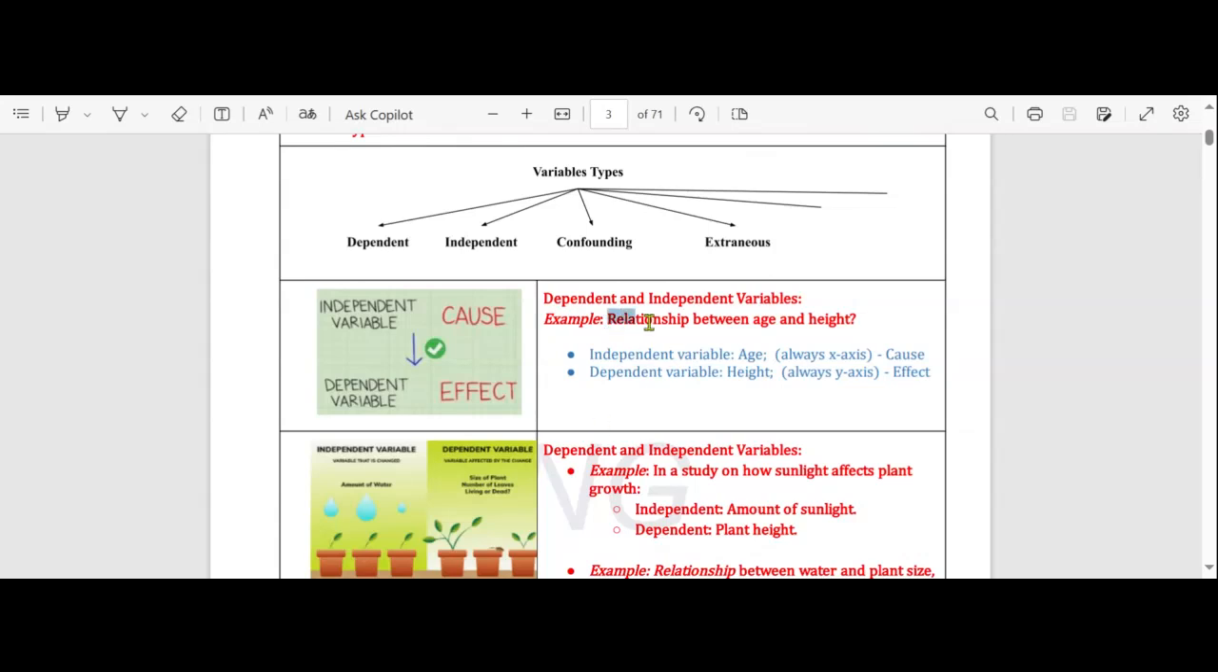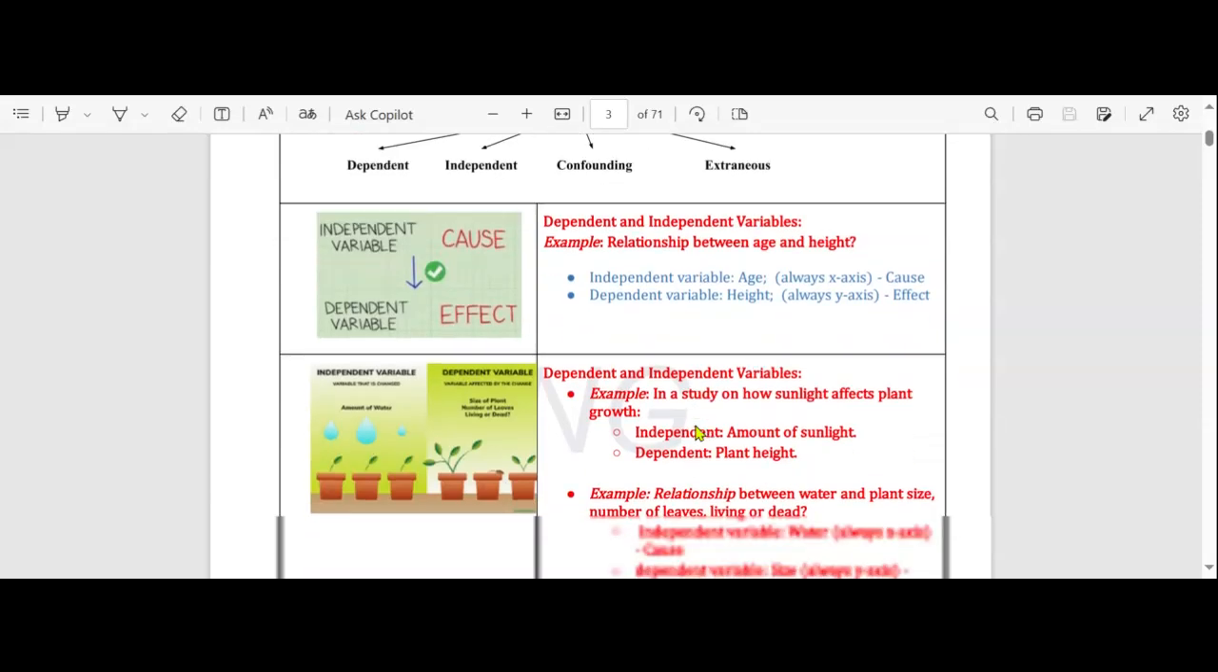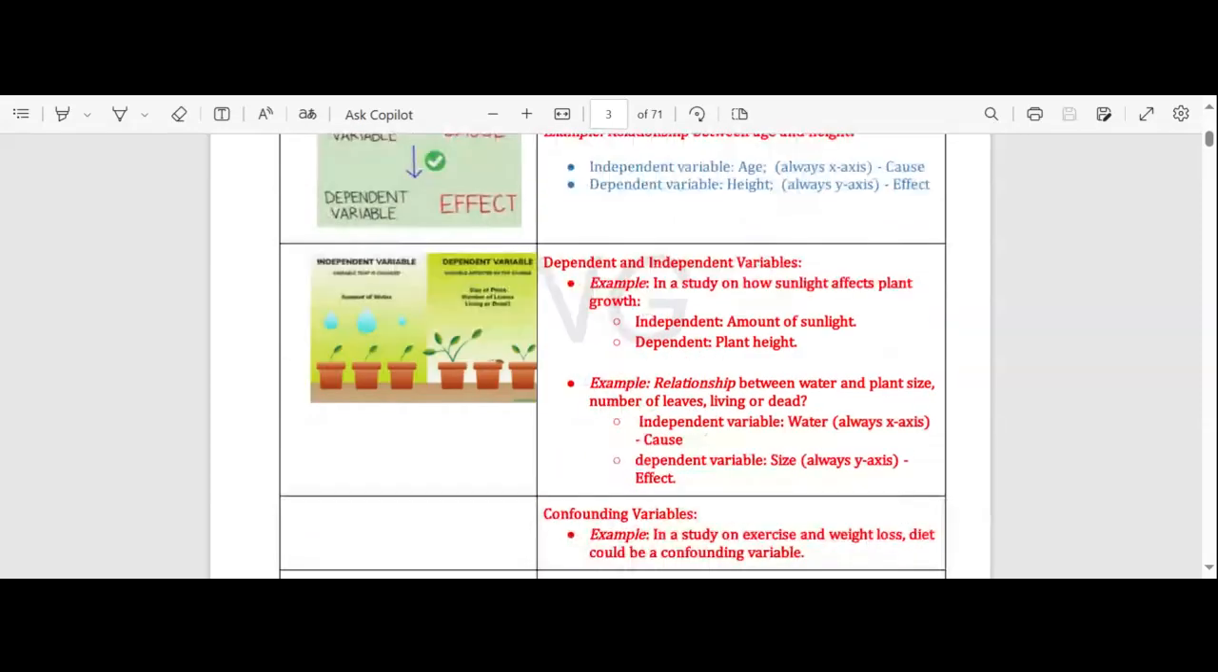For example, if you have a relationship between age and height, which one do you think is the independent and which one is the dependent? Age is independent and height is dependent. Right, that's correct. The independent variable here is age, and this takes the x-axis. That's the cause. And the dependent variable is the height. It's always taking the y-axis, and that's the effect. Is this clear? Yes.